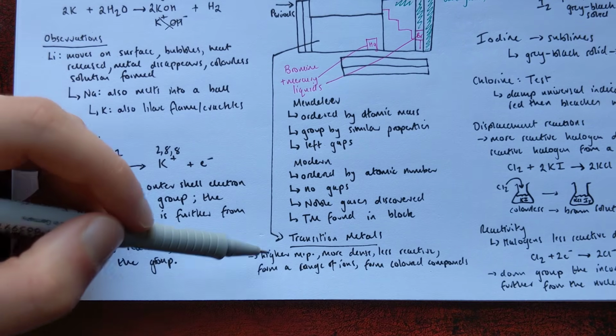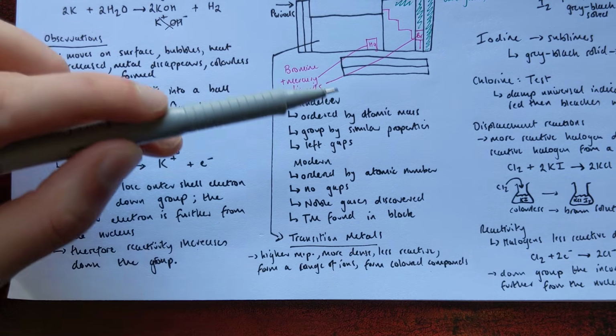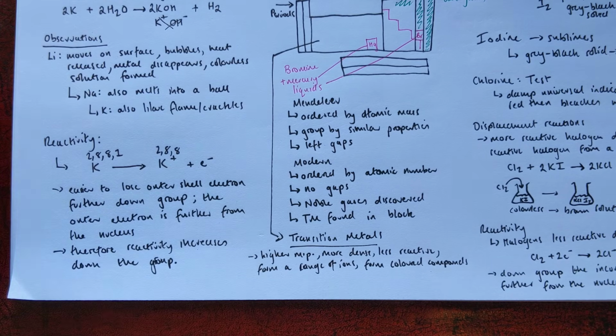They form a range of ions. What that means is, if you compare that to group 1 metals, they always form just a 1+ ion. Something that's key about the transition metals is that often they can form a range. So for example, iron can exist as iron 2+, or can also exist as iron 3+. It's got a bit more flexibility there. And the final fact is that whilst the group 1 compounds are always colourless in solution or white solids, generally if you form a compound with a transition metal, it ends up being coloured.